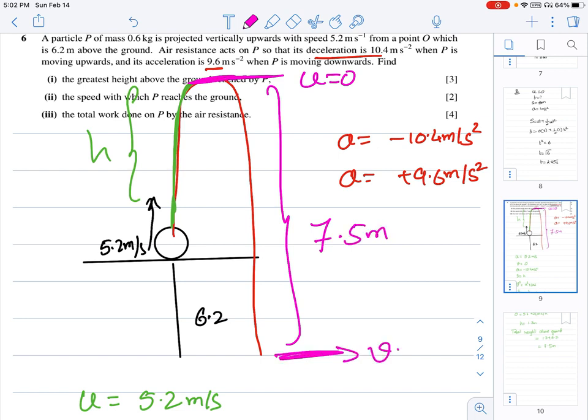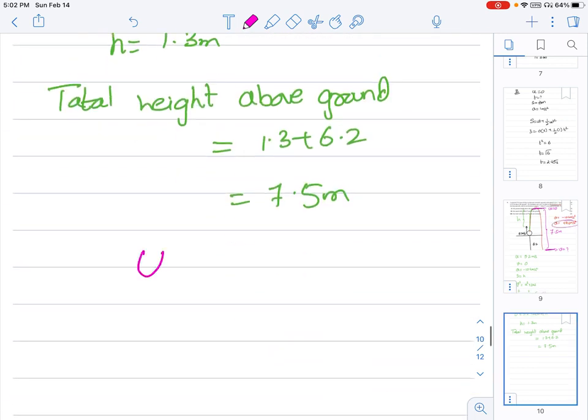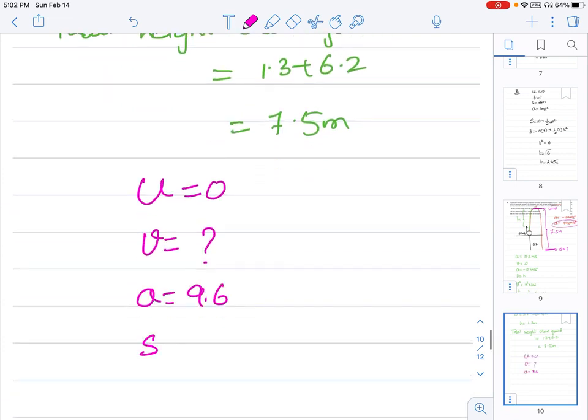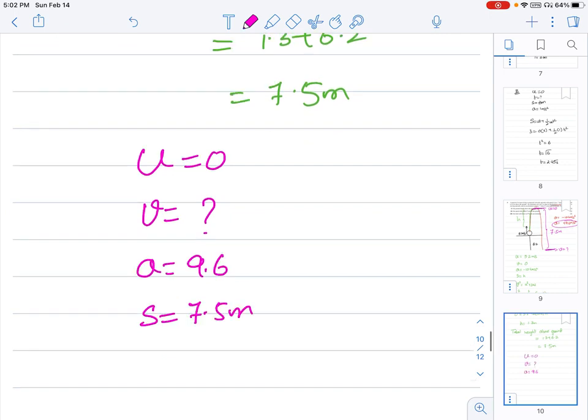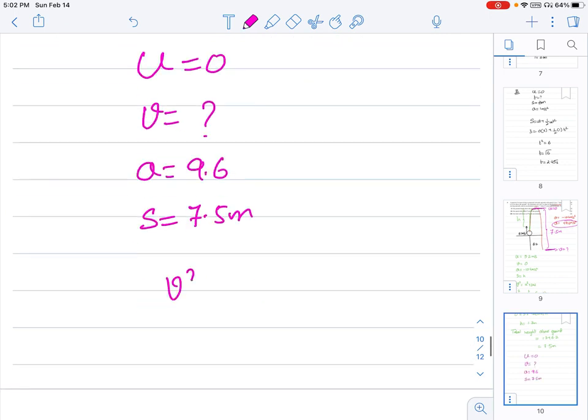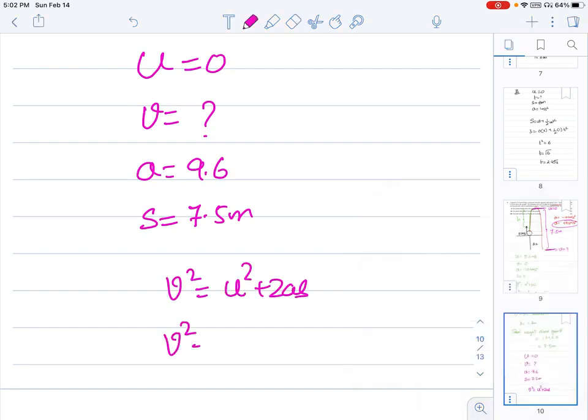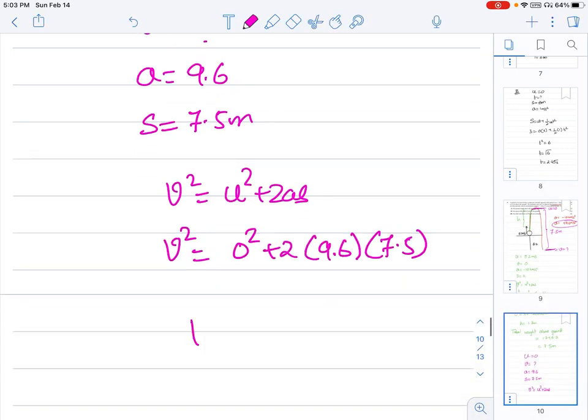What is the velocity with which it reaches? For that, acceleration is 9.6. So u is equal to 0, v is equal to question mark, acceleration is equal to 9.6, distance is equal to 7.5 meters. So again I use v square is equal to u square plus 2as. So v square is equal to 0 square plus 2 times 9.6 times 7.5. From there I get v value as 12 meters per second.